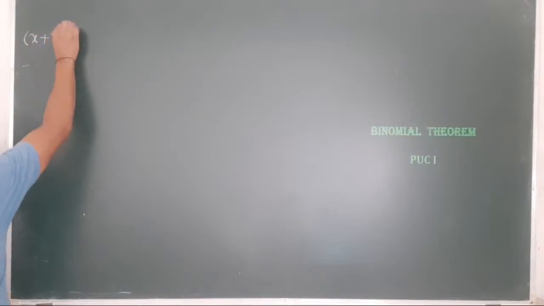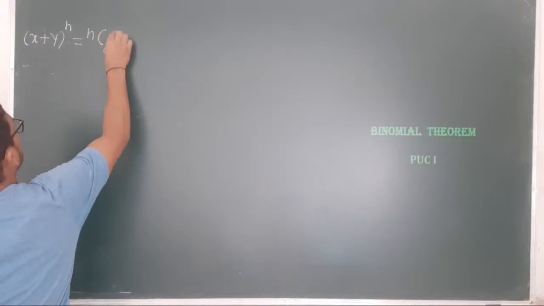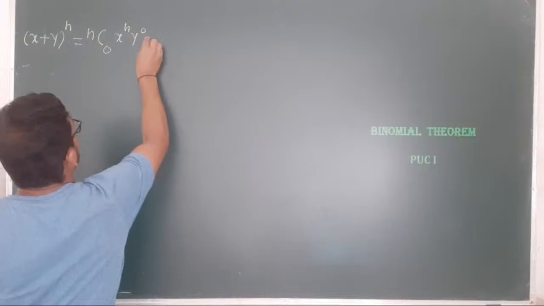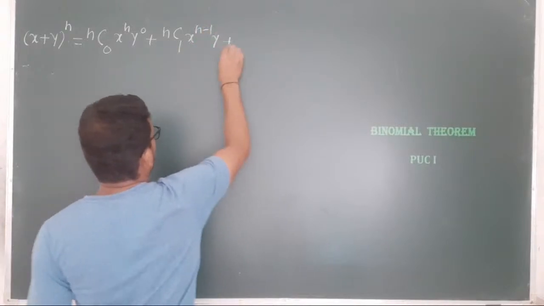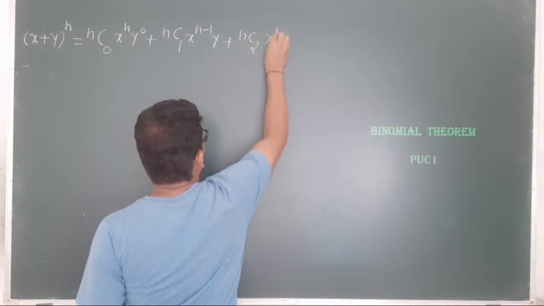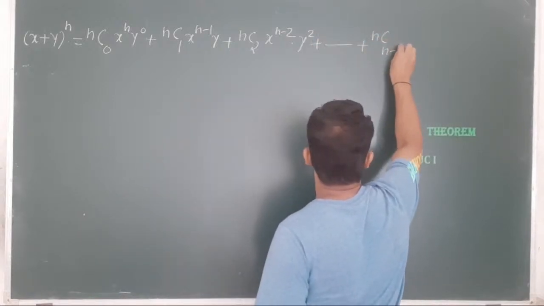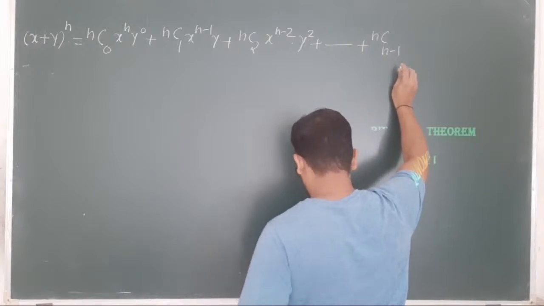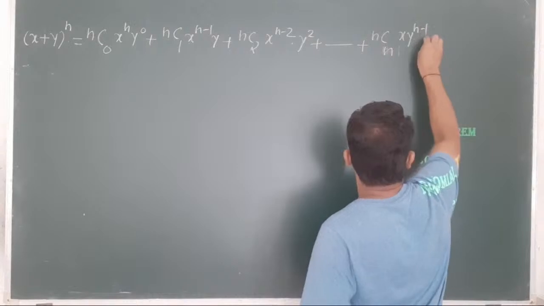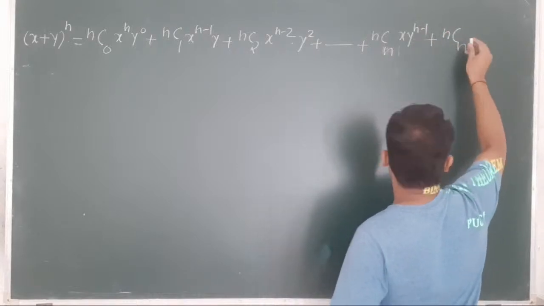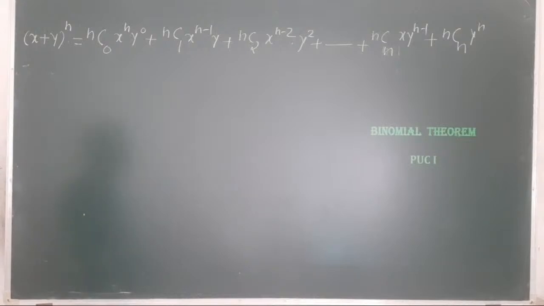(x plus y) to the power n can be written as nC0 x to the power n into y to the power 0, plus nC1 x to the power n minus 1 into y, plus nC2 x to the power n minus 2 into y square, plus so on, plus nC(n minus 1) x into y to the power n minus 1, plus nCn y to the power n. So this is the statement here.